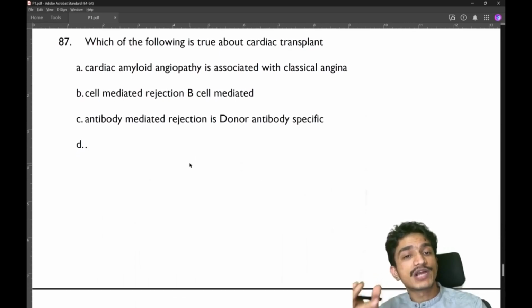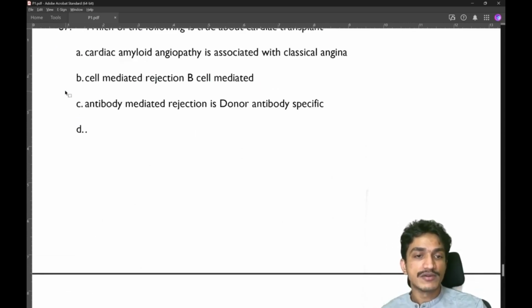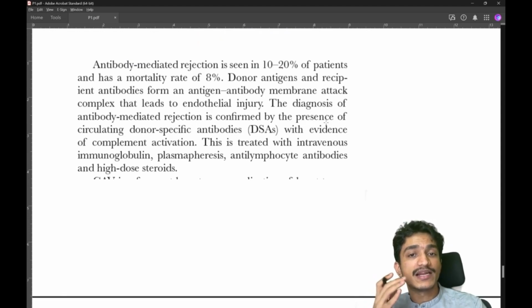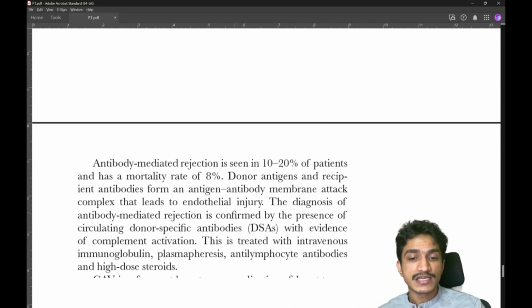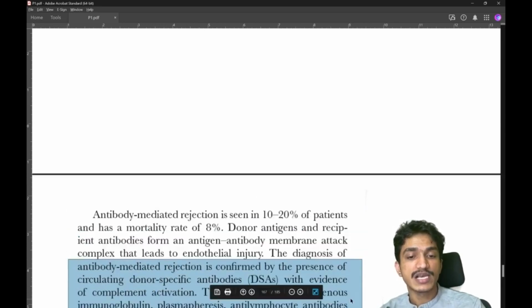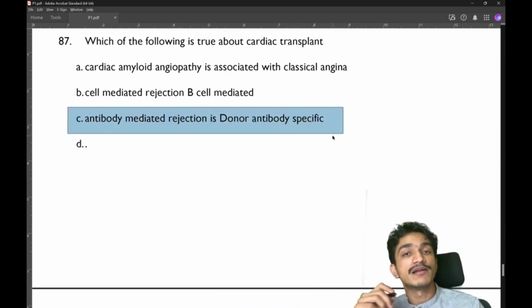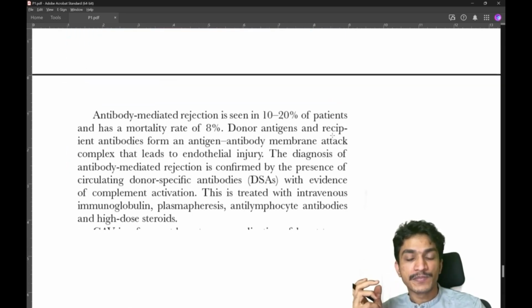Which of the following is true about cardiac transplant? So basically, antibody mediated rejection, this is taken from new edition of Bailey and somewhat other sources also, but I could find option B and C. So cell mediated is a T cell mediated rejection, and the donor specific, that is antibody mediated rejection, is confirmed by the presence of circulating donor specific antibodies. So according to me, the true statement in this scenario is antibody mediated rejection is donor antibody specific. Okay.